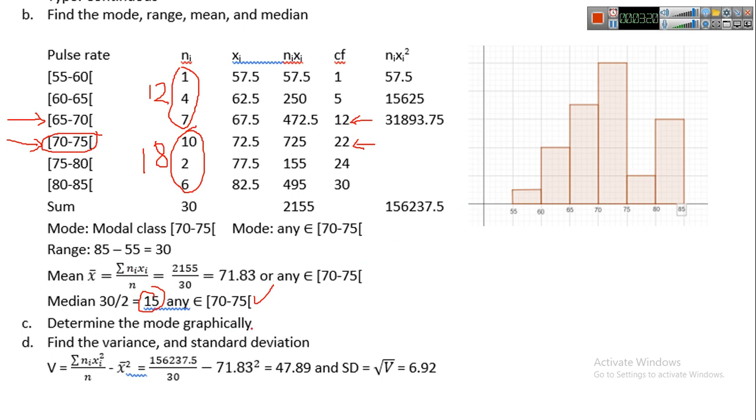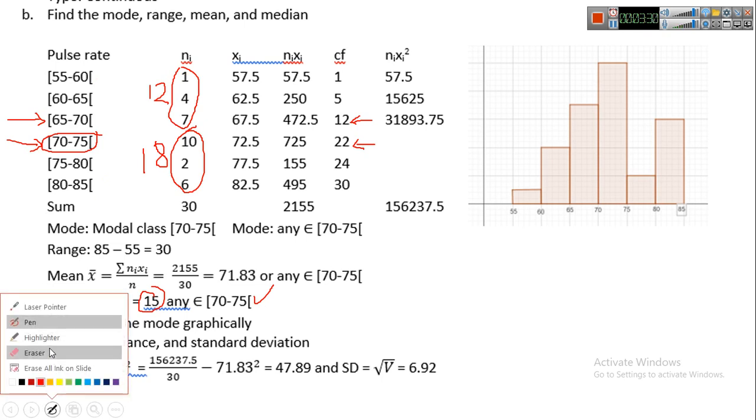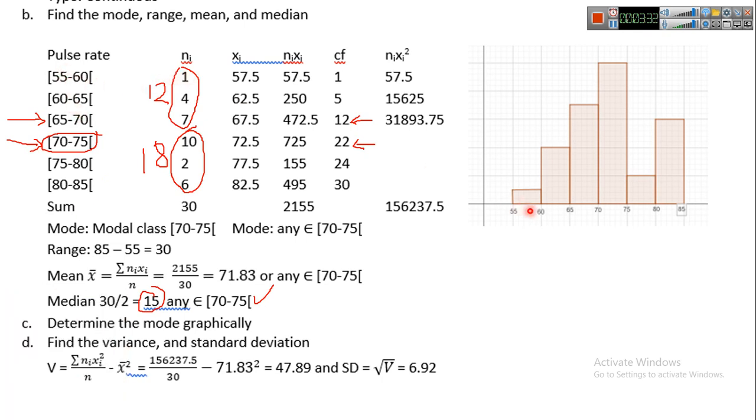Determine the mode graphically. So we do it as a bar diagram, a histogram. Between 55 and 60 I have 1, so this is 1. Between 60 and 65 I have 4. Each one is 2, 4. Between 65 and 70 we have 7. Between 70 and 75 I have 10. Between 75 and 80 I have 2, and between 80 and 85 I have 6. So this is the mode.